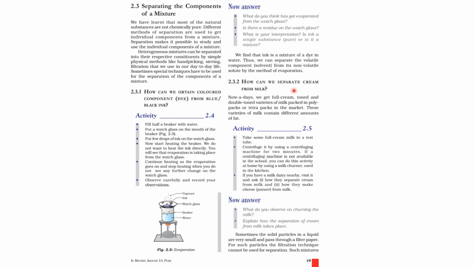Next one: how can we separate cream from milk? Materials required: full cream milk, centrifuging machine, jug, test tubes. Procedure: take and boil cold milk in 2 test tubes and place these test tubes in a centrifuging machine. Centrifuge it at high speed using a hand centrifuging machine for 2 minutes and observe.